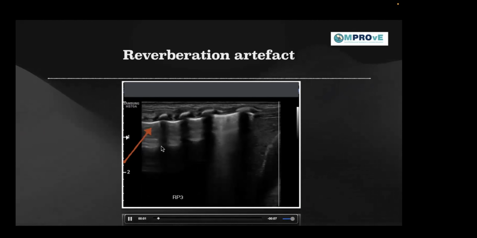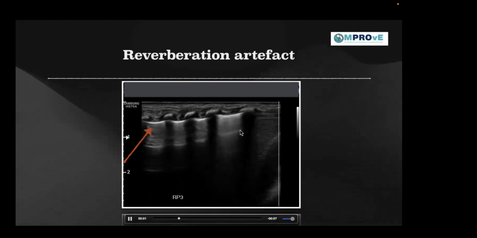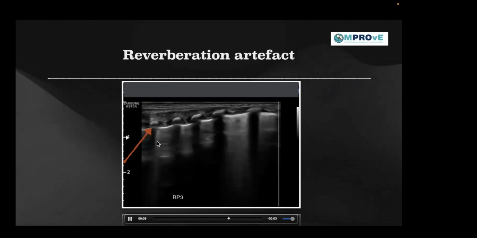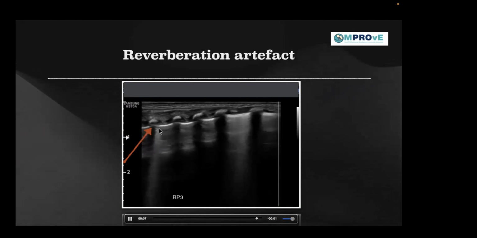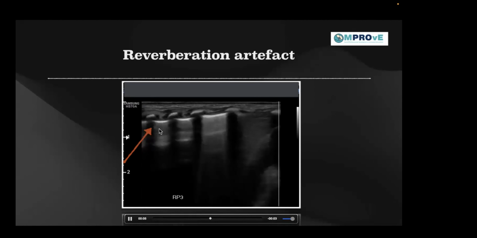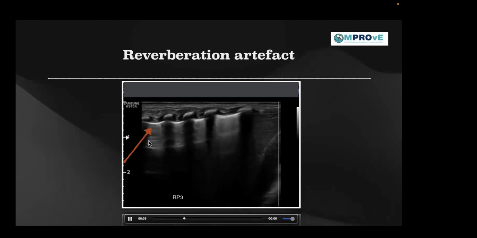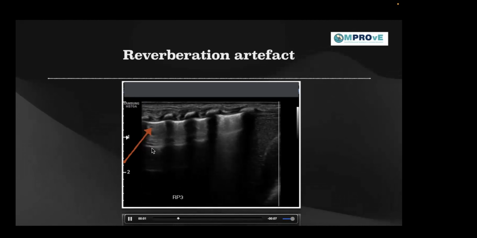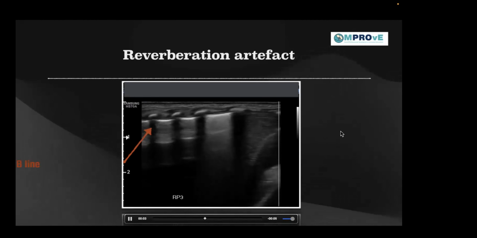Can we see the A lines? Yes, we do see the A lines. These are the A lines. Can we see B lines? Yes, it comes up. And as I said before, if it is a B line, it's always going to erase the A lines. So you can see whenever the B lines are coming in the view, your A lines disappear. Yeah. So that's a B line.